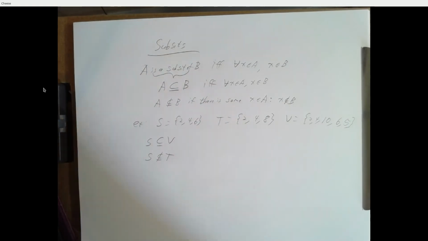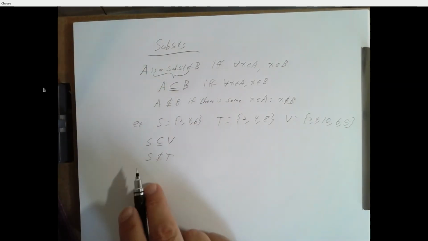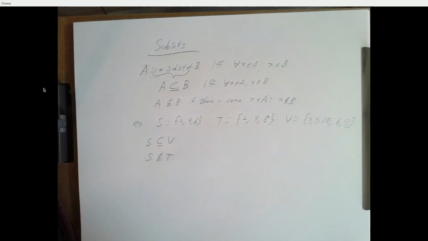So think about Venn diagrams. If you draw Venn diagrams of sets, what does it look like when something is a subset or something is not a subset? So we'll experiment with that on the board.